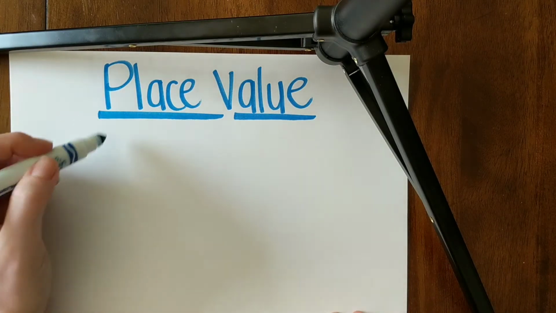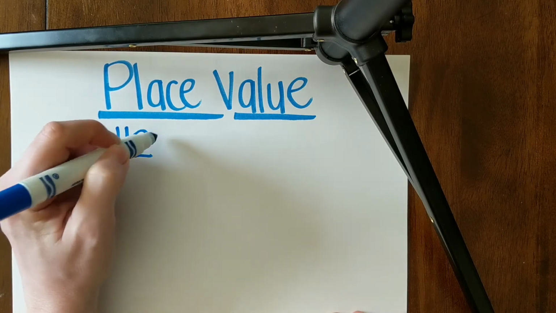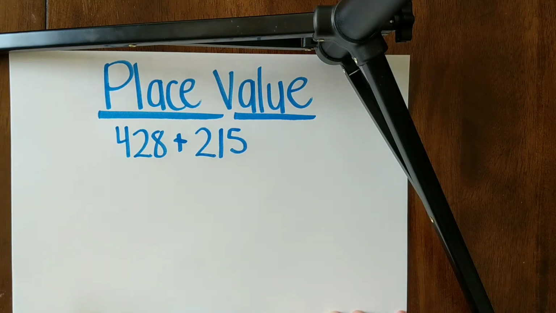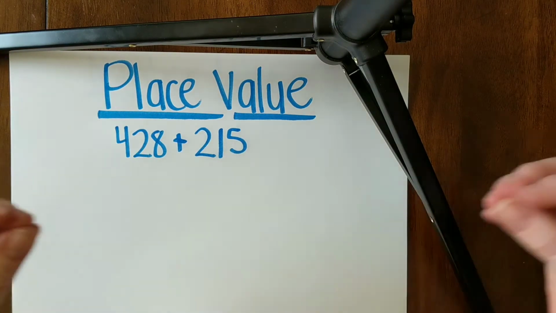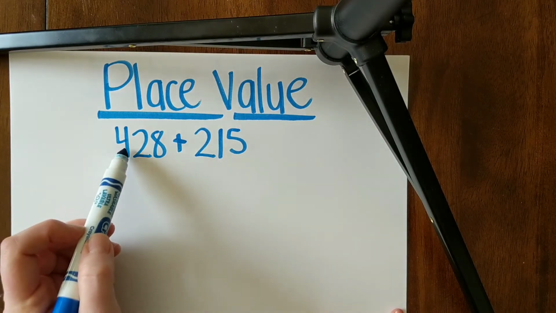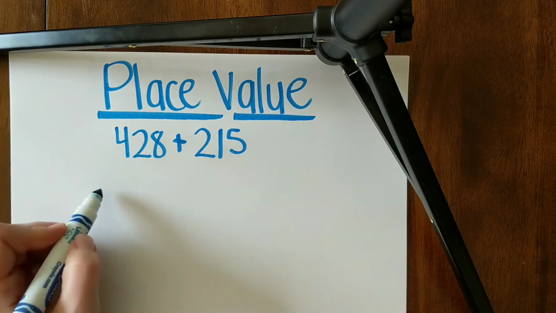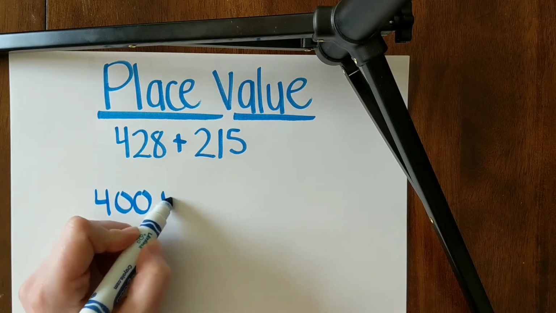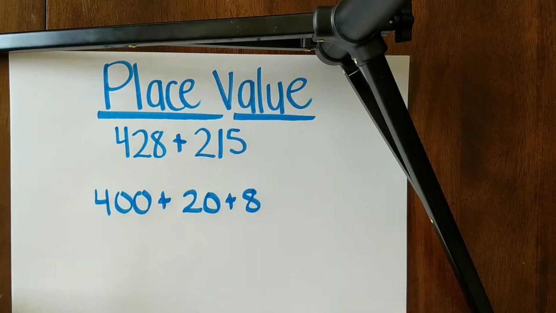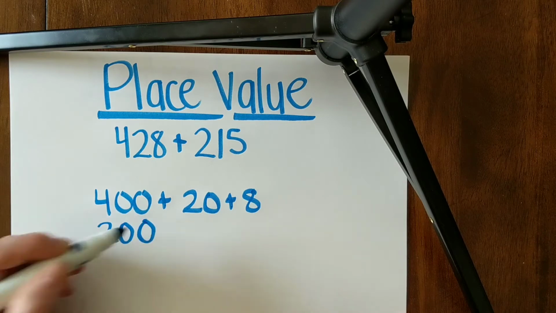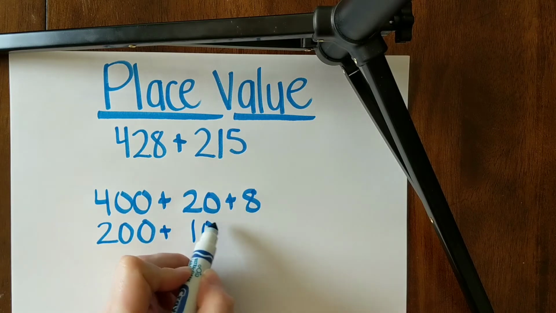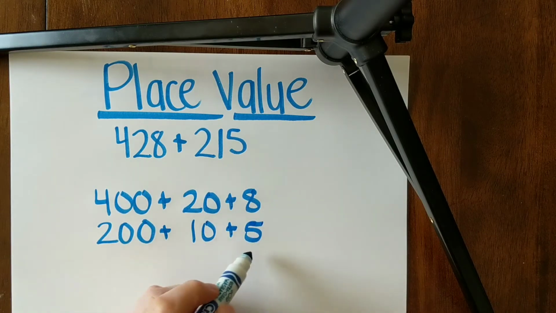So if I'm using that same problem, 428 plus 215. What I'm going to do is I'm going to take both of these numbers and I'm going to stretch them out into expanded form. And the key I always give the students in class is I always say, just say the number really slow. So 428 plus 200. Now 15 is a little bit tricky because I know that 15 is 10 plus 5.